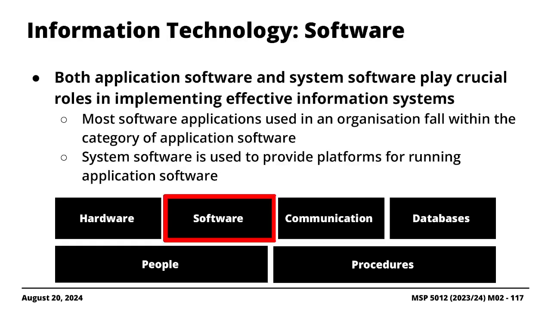Anyway, just to mention here, irrespective of whether we're talking about application software or system software, they are crucial, right? I was giving examples. They're very crucial in implementing effective information systems or management information systems. Implementing, deploying, and using.